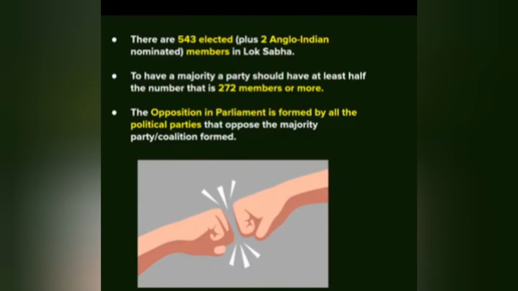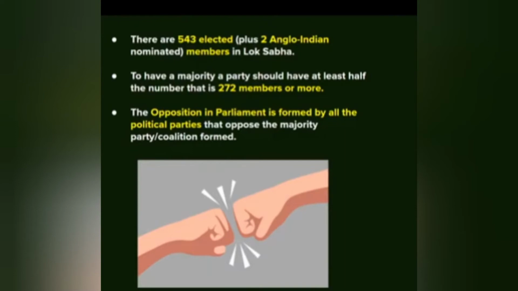530 members of the Lok Sabha are elected from the states. 20 members are elected from various constituencies of union territories, whereas the President of India can nominate 2 members from the Anglo-Indian community if she feels that the community has not got sufficient representation in the Lok Sabha.